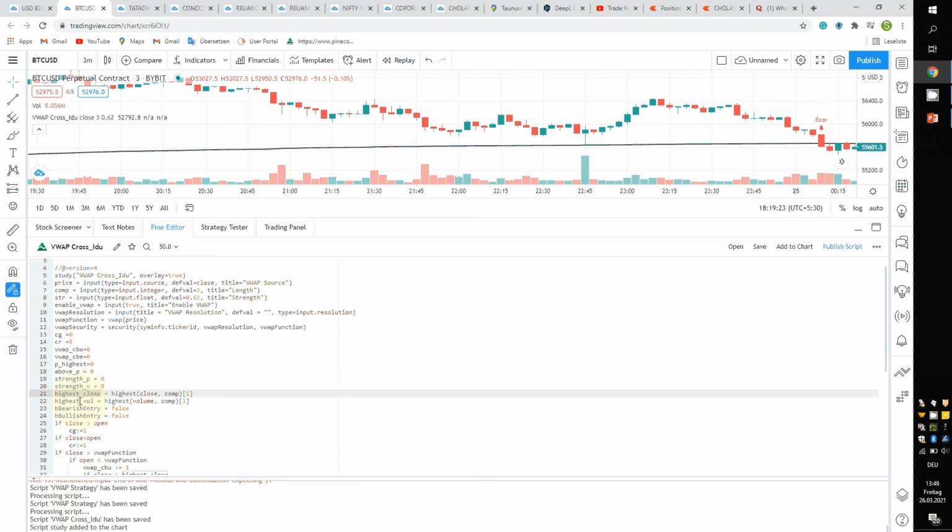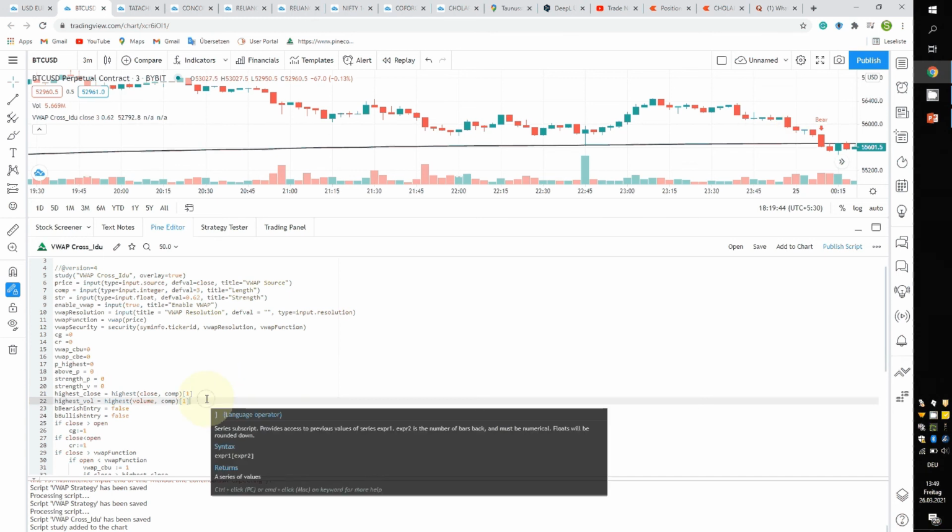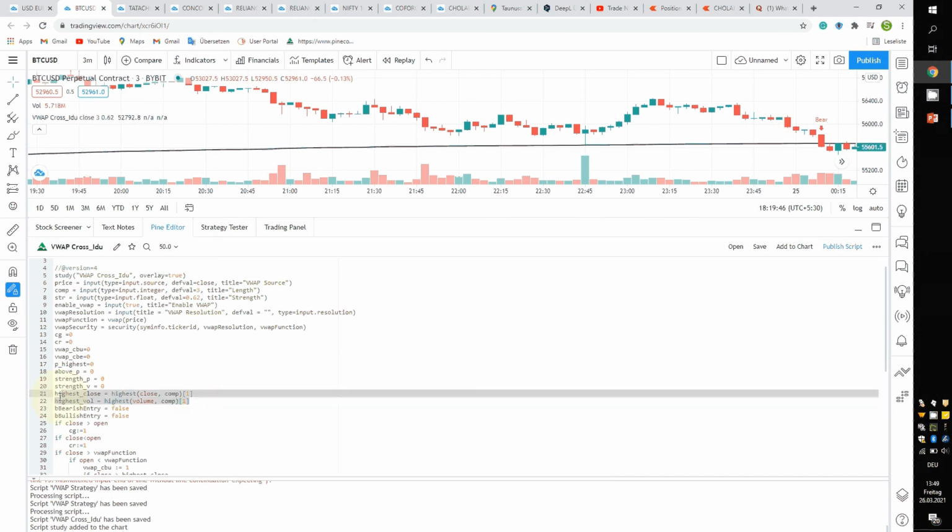And similarly, I also want to check the highest volume. So I want to make sure the volume of the candle which is breaking my VWAP line is greater than the previous volume, or greater than the previous three volumes. Again, this is a kind of surety which I want to have in my signal. So these are the two values, highest close and highest volume.